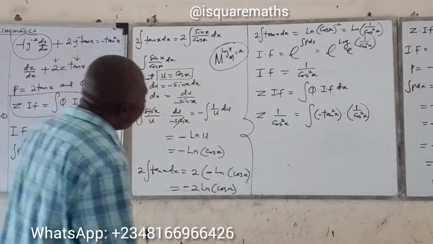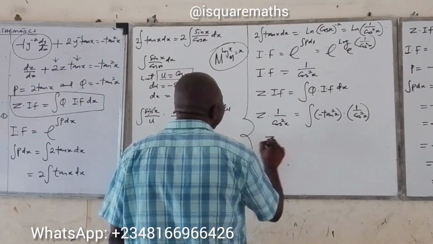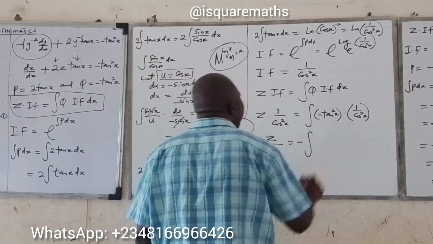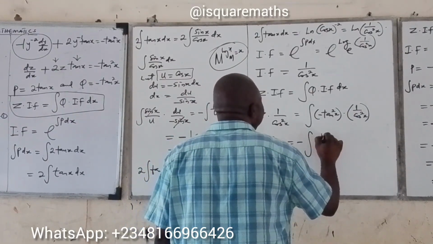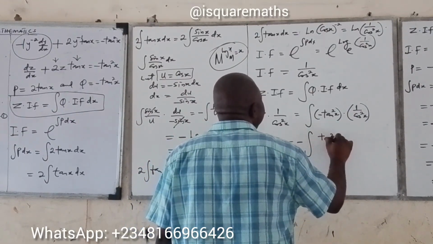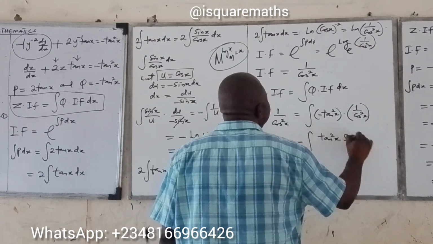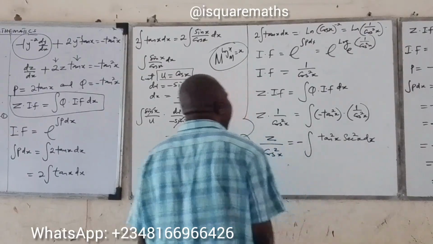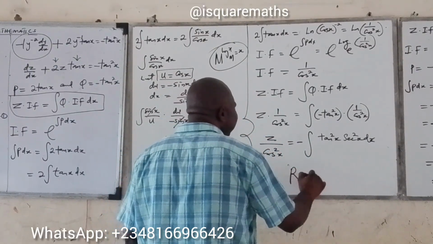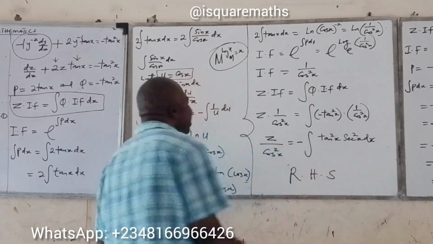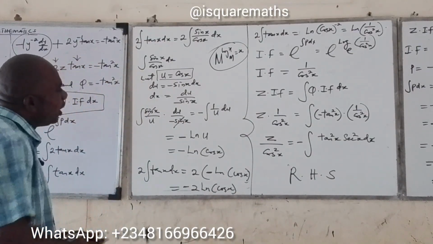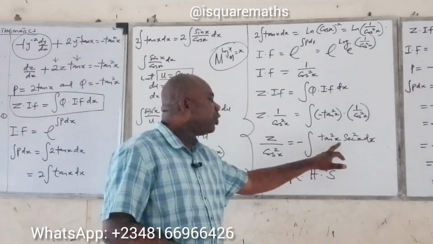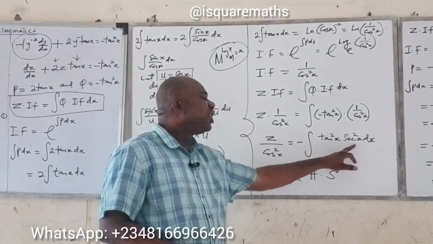So it means at this point, we have z all over cos squared x will be equal to minus the integral of tan squared x sec squared x dx. Now let's look at the right hand side. Looking at this integral very closely, you will discover that when you differentiate tan x, it gives sec squared x.